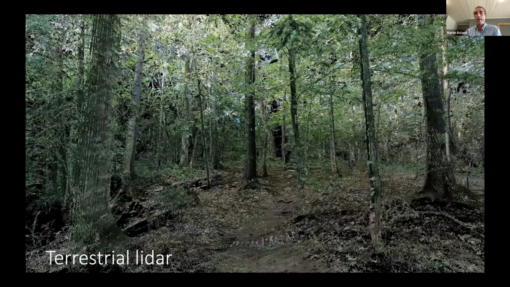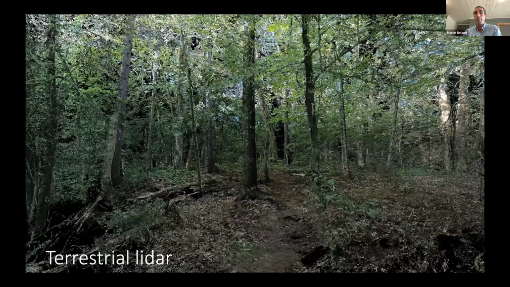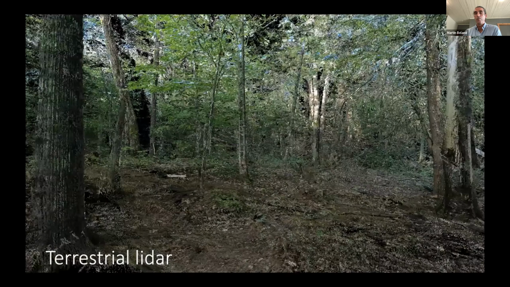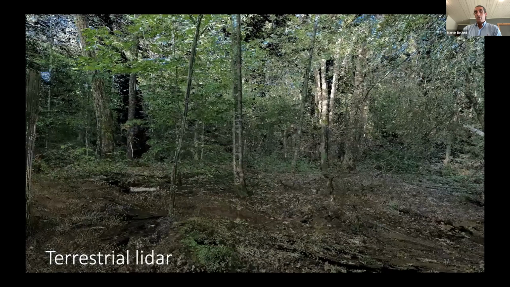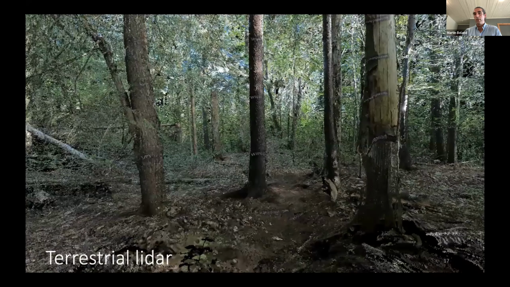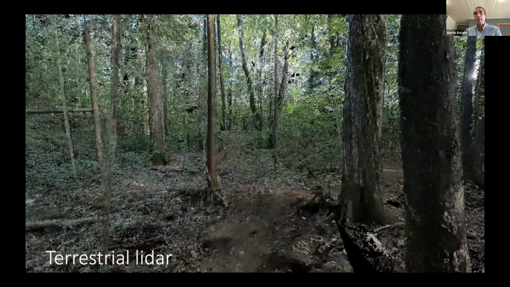So now I'm going to switch to terrestrial LiDAR, which is the system that we use mostly in my lab. So terrestrial LiDAR, most of you know, is very highly detailed data. We can see the leaves and the wood. We can see the wood structure in much detail, the leaf area.